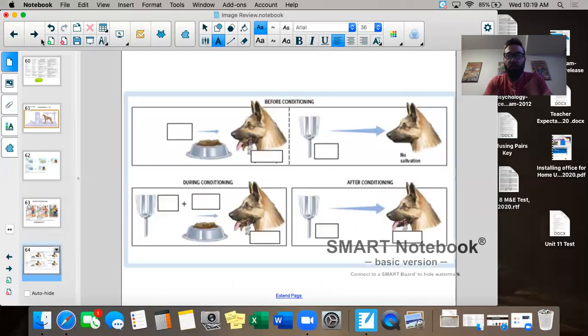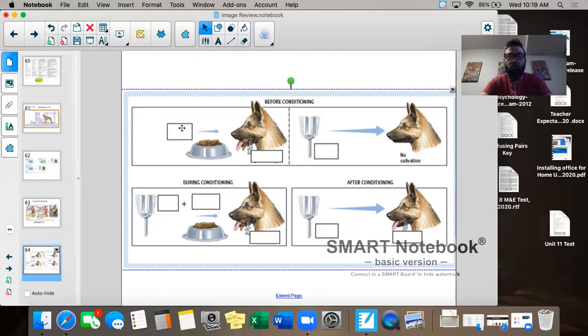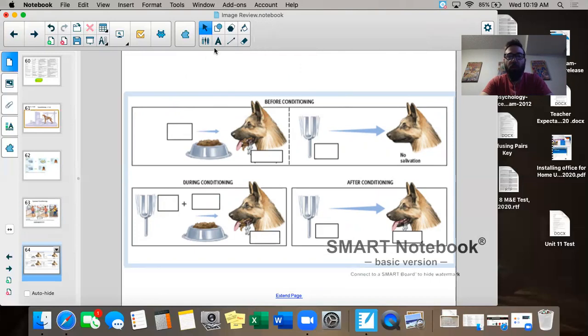Okay, let's look at the parts now. If we're talking about unconditioned stimulus, conditioned stimulus, etc. Okay, before conditioning, got a dog, and I need to be able to click on the thing. Uh-oh. Oh, and I can't see what's going on. Okay, apparently I will just type it myself.